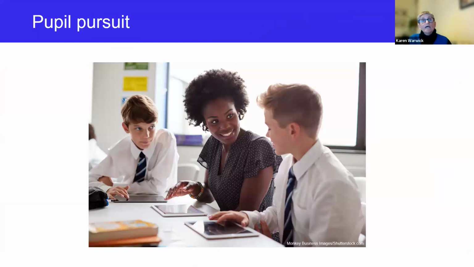Okay, and finally, we'll look at pupil pursuit now, which is also known as shadowing a pupil. This is an activity that involves a teacher or another staff member following a multilingual learner through part or all of their school day to gain a deeper understanding of their academic, social and emotional experiences in school. So think of it as a day in the life of approach that offers real-time qualitative insights into multilingual learners' experience in different aspects of school.